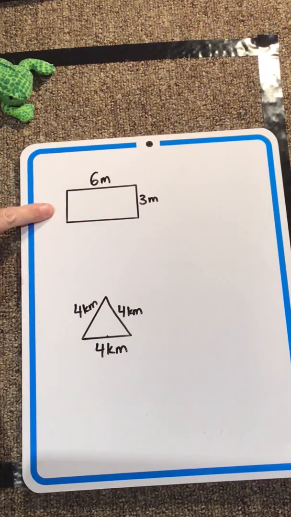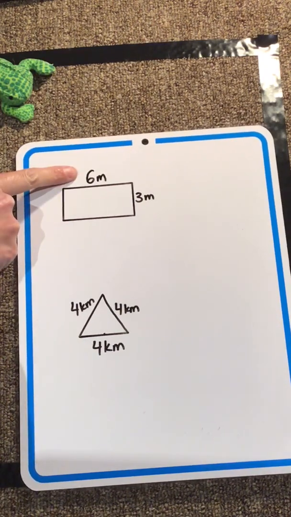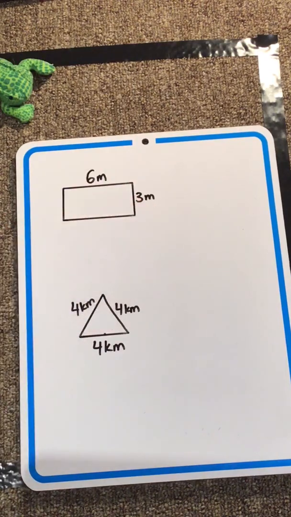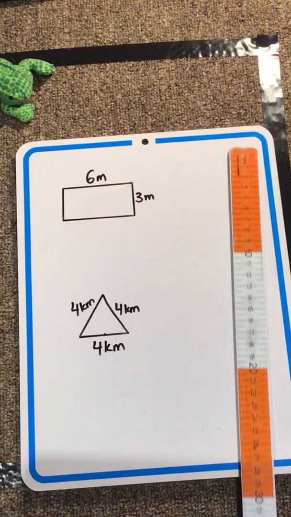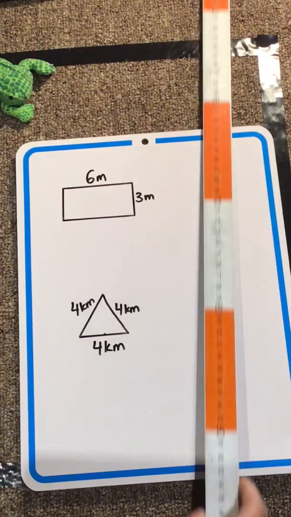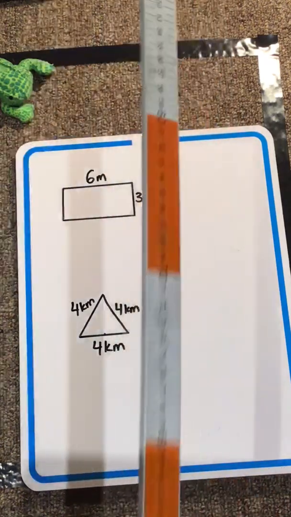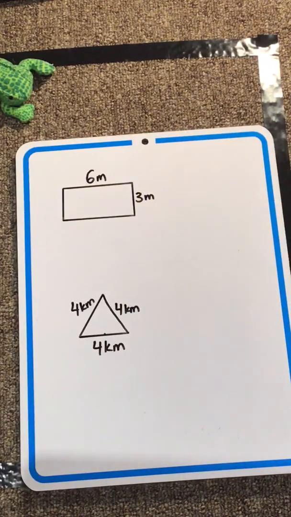So they're saying that this rectangle here has a side length of 6 meters and another side length of 3 meters. Well, I can't use a ruler because here's my meter stick, remember? Look how big it is. That's obviously not actually 6 meters or 3 meters. So I'm just going to have to use my smarts to figure out what the perimeter is.